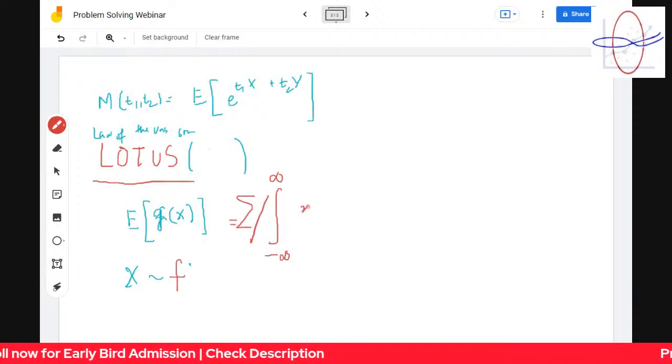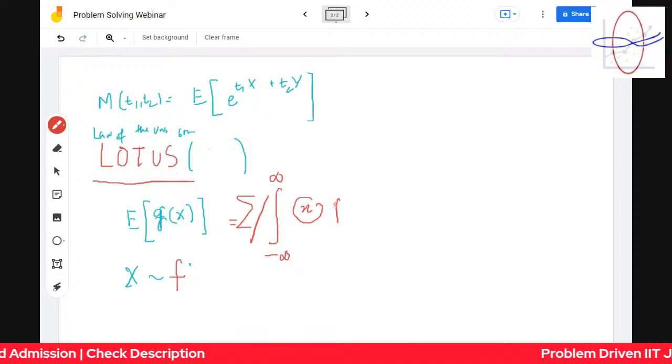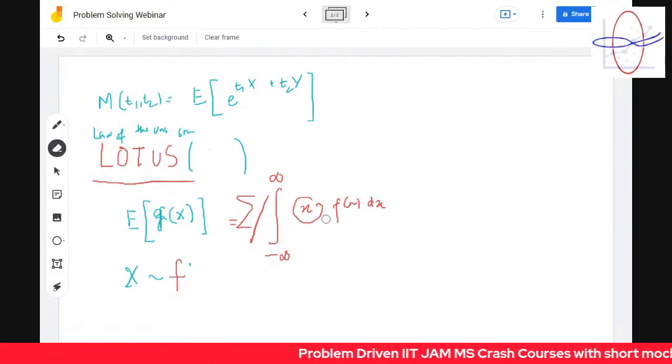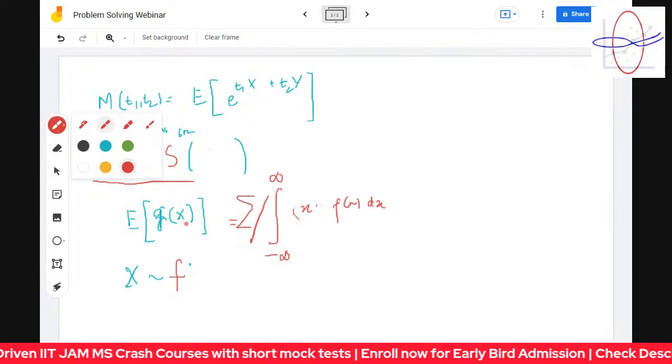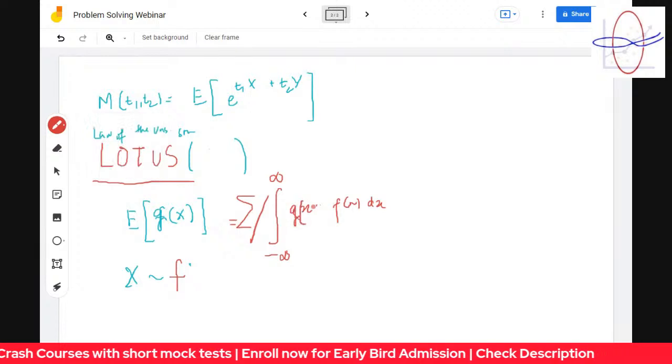How do we do it? We do X in terms of expectation. We do x f_X(x) dx, right? So here, even if the statistician is unconscious, that person will just replace x by g of x. If it was x over here, it would have done x. If it was g of x, it would have done g of x.